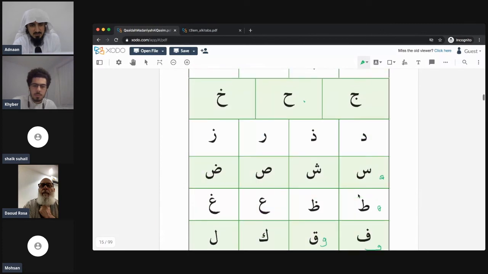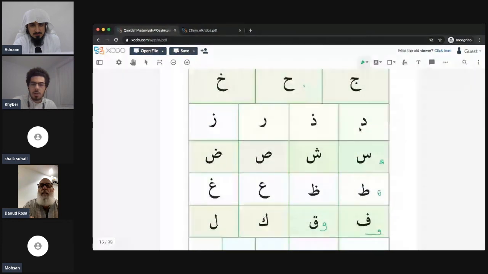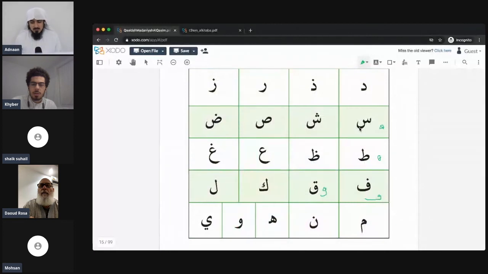Ahsant, Khaybar, read. Alif, Ba, Ta, Tha, Jeem, Ha, Kha, Dal, Dhal, Ra, Zai, Sin, Shin, Sad, Dad, Ta, Dha. Sin, Shin, then again. Repeat. Sad, Sin, Dad, Sin, Shin. Sin, Sheen. Carry on. Sheen, Ahsant. Carry on. Sad, Dad, Tha, Dha, Ain, Ghain, Fa, Qaf, Kaf, Lam, Mim, Noon, Ha, Waw, Ya.